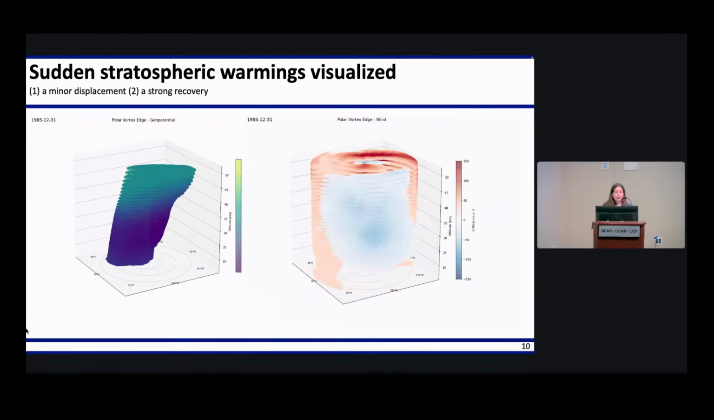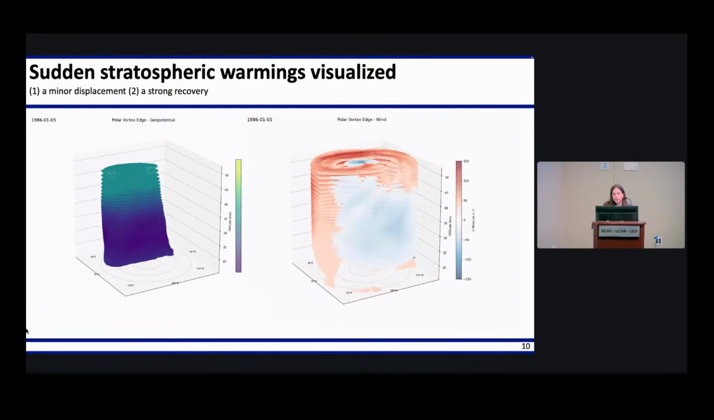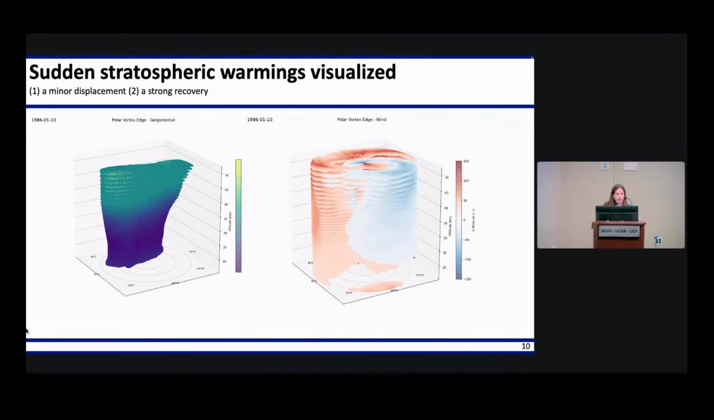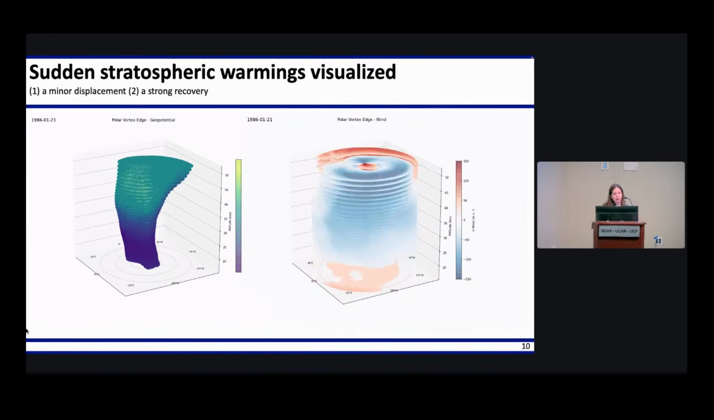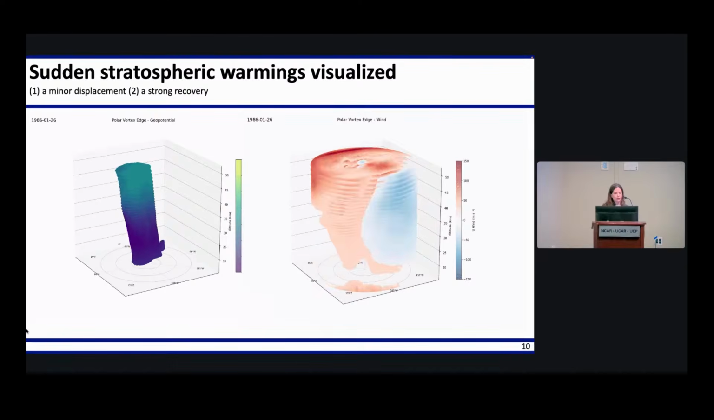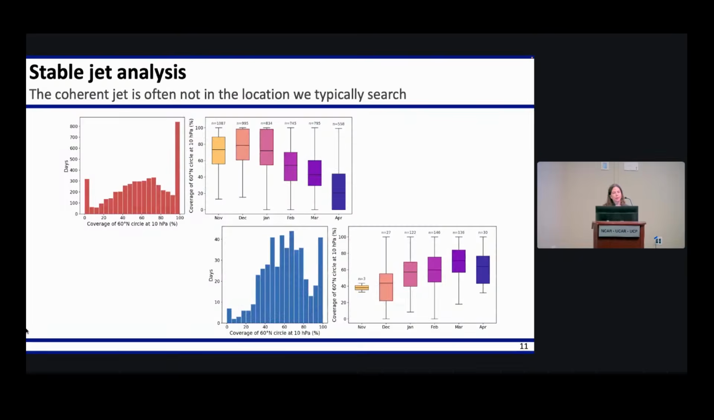And this is another event we find. This is a minor displacement. It's a pretty typical one, but it's followed up by a strong reconvening of the vortex. That is the state we consider strong.